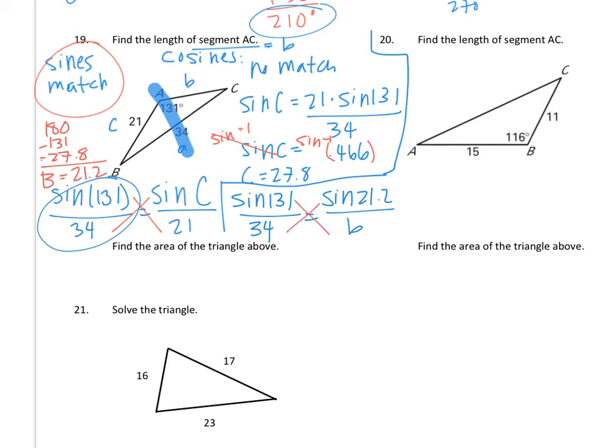Let's cross multiply these. And we get b equals, I'm going to cross multiply and divide at the same time here. 34 times sine 21.2 over sine 131. So b equals 16.3. All right. Oop. I thought that was a highlighter.